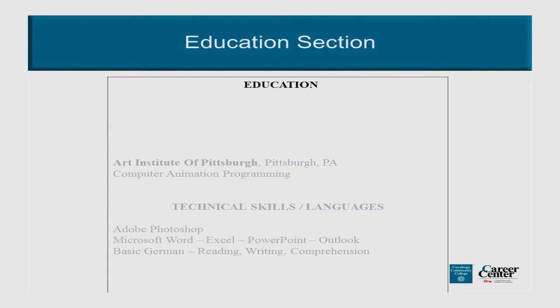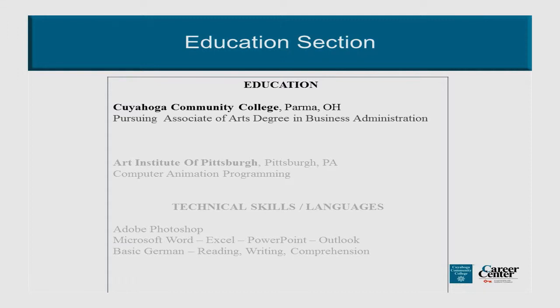Once completed, the education section on the resume sample reads as follows: Cuyahoga Community College, Parma, Ohio, pursuing Associate of Arts degree in Business Administration, major, accounting, GPA 3.8, expected graduation, month, and fill in the year. Now let's talk about the other optional sections of your resume.